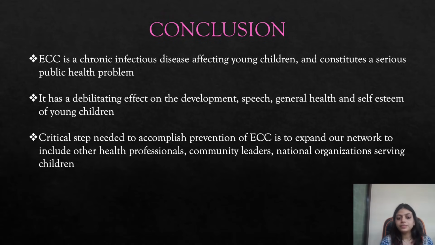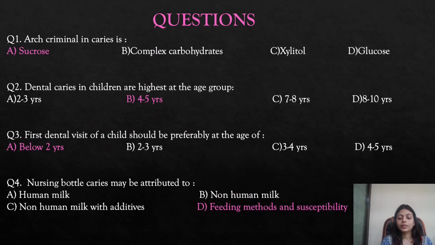Let's quickly discuss a few questions. One of the questions asked is: the most cariogenic sugar is. The options are sucrose, complex carbohydrates, xylitol, glucose. So the answer is sucrose, because this is the one which causes caries, and xylitol in fact has a preventive effect. Then question 2: dental caries in children are highest at the age group.